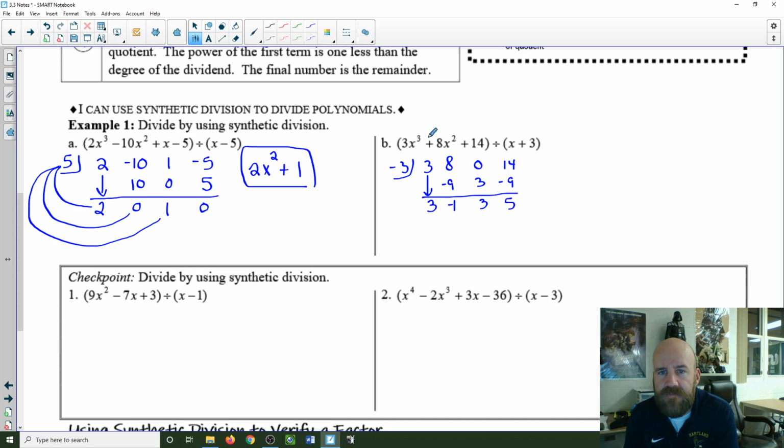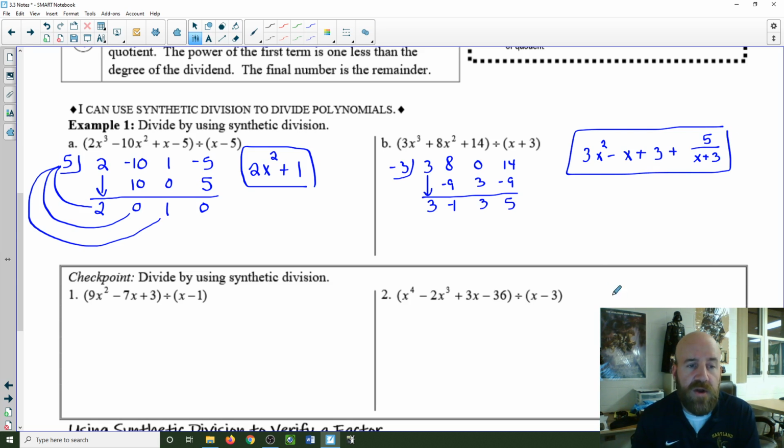So now we take these. We went x cubed divided by x, so we start with an x squared. So 3x squared minus x plus 3 plus, we have a remainder of 5 divided by what we were dividing by, which is x plus 3. So this is our answer. Go ahead and try those checkpoint problems.